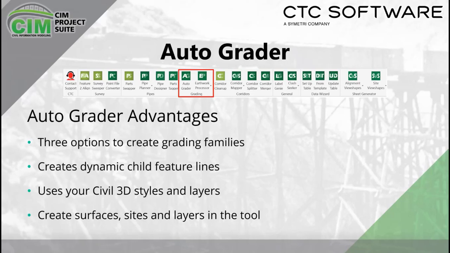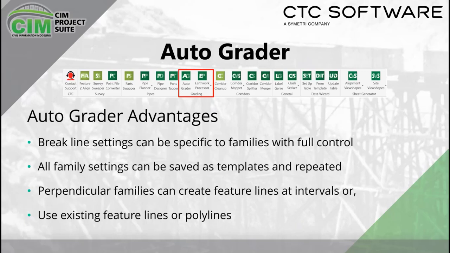So with AutoGrader, we give you the three grading families, as I mentioned before: the parallel, the perpendicular, and by template. And we create dynamic feature lines off of the one parent feature line that you have defined. And we access all of your existing Civil 3D styles and layers. Nothing is new. That's the caveat to it. You have to have that stuff in your drawing. But therefore, we don't have anything proprietary, and you can freely share those. And we can create surfaces and sites and layers right in the tool without having to leave it.